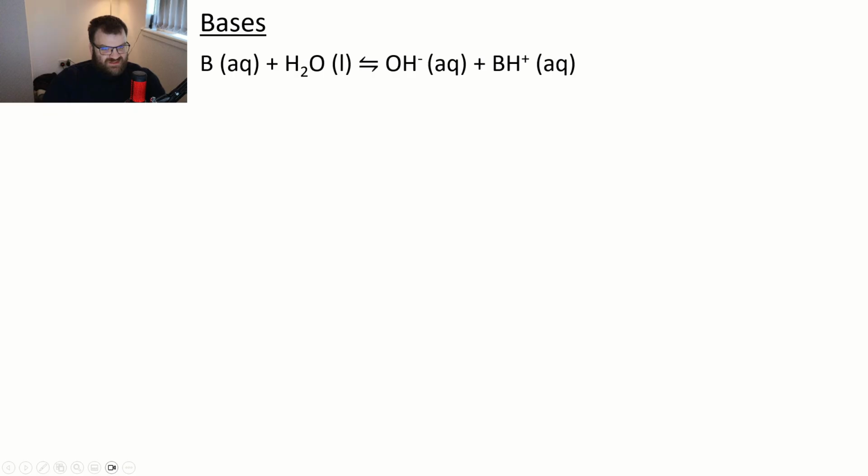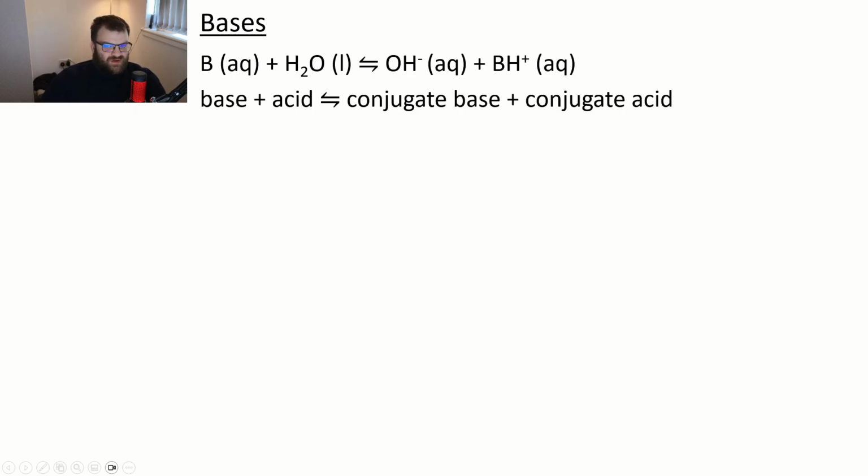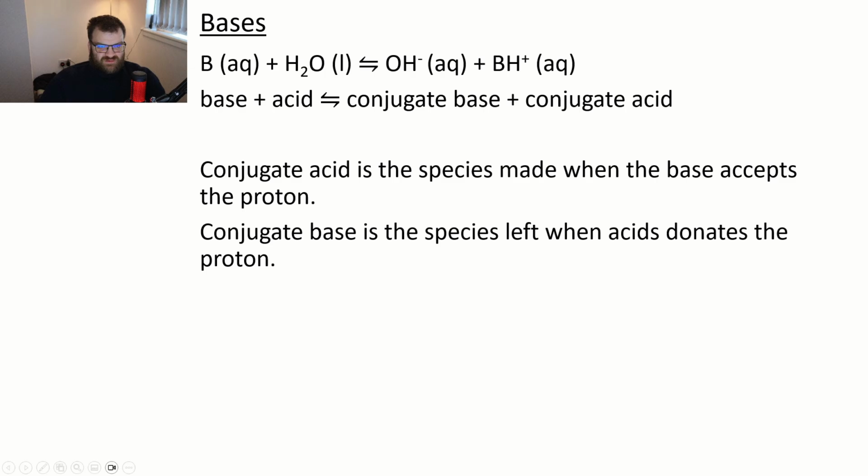Similarly for bases, we have our base added to water. We're going to form our conjugate base and our conjugate acid. So the B has gained the hydrogen to become BH positive. That's going to be your conjugate acid. And then the water is acting as an acid. It's going to lose a H, and then it's going to be OH minus for the conjugate base. So it kind of flips over as it goes.